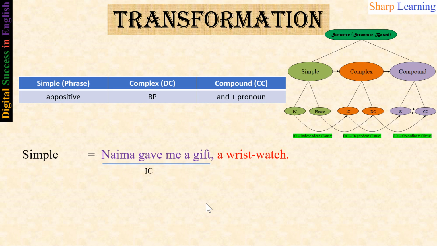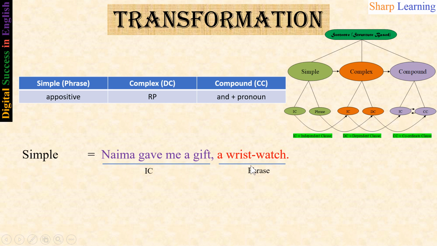Naima gave me a gift, a wristwatch. Naima gave me a gift, it is IC. A wristwatch, it is an appositive, that means a phrase. Can you remember the appositive? In modifier, you have learnt this appositive. Appositive is the noun phrase that is usually used just after a noun or noun phrase. So a wristwatch is an appositive. Whose appositive? It is the appositive of gift.